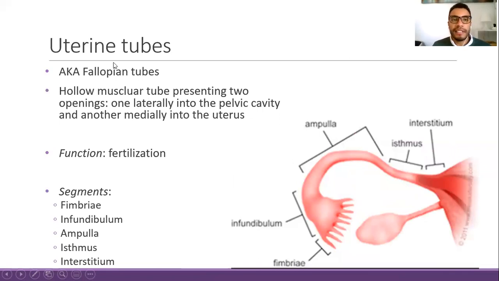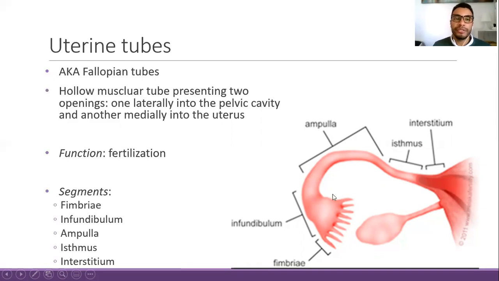The females have the uterine tubes. The uterine tubes are muscular tubes, approximately 13 centimeters long, and they present two openings. One lateral opening to the pelvic cavity, which is close to the ovary. It doesn't touch the ovary, but it is quite close to the ovary. And the other opening opens to the uterine cavity.